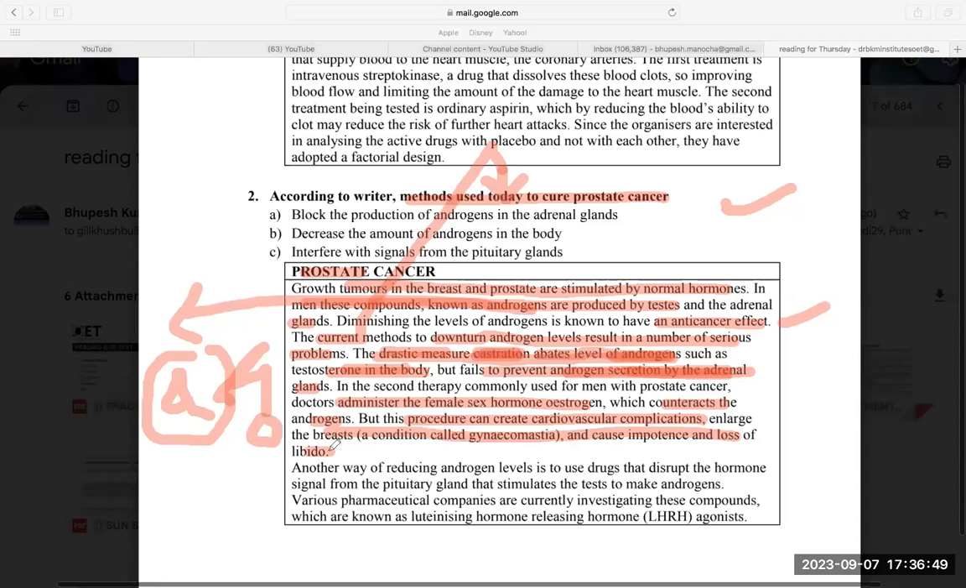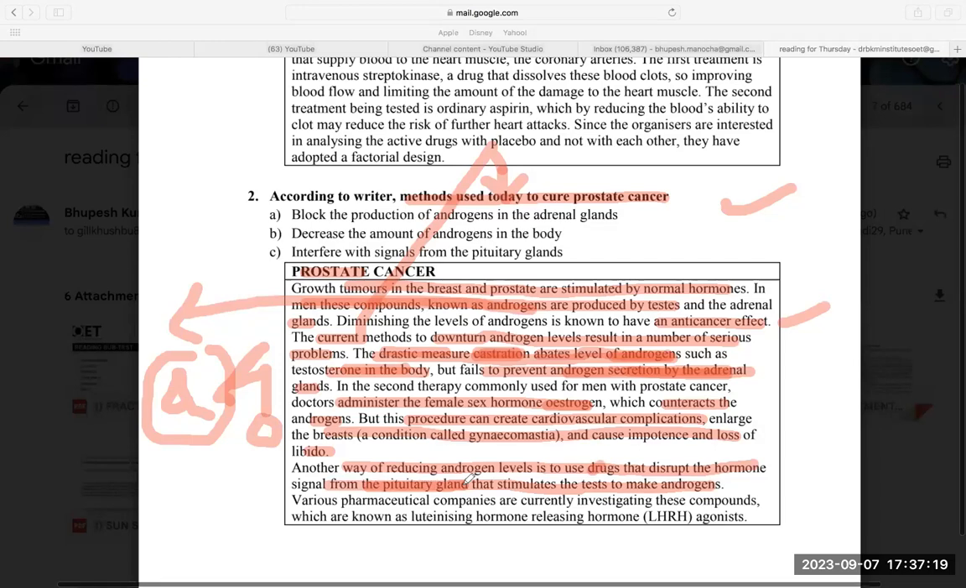So there is the mentioning of two important procedures. One is castration. Second is estrogen therapy. But again, it is also not successful. Another way of reducing the level is to use drugs that disrupt the hormone signal from the pituitary gland that stimulates the testes to make androgen. So another way of reducing is to use drugs that disrupt the hormone signal of the pituitary gland.